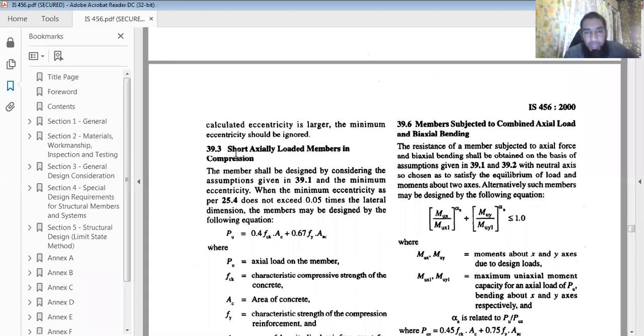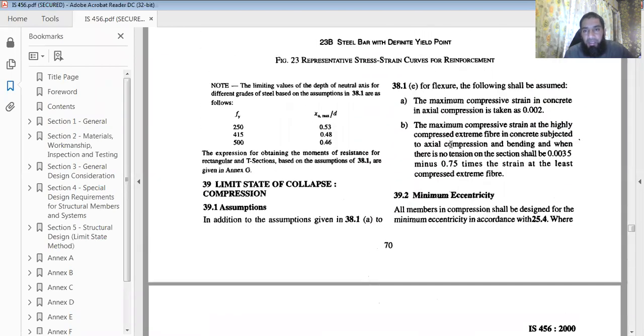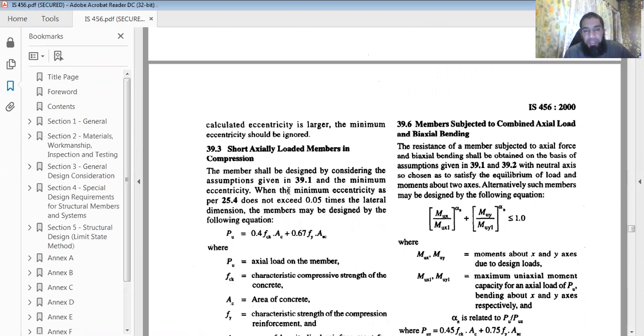Now this is the formula from 39.3 that you have to implement. Short axially loaded members in compression. The member shall be designed by considering the assumptions given in 39.1. These are the two assumptions that we have taken. And the minimum eccentricity: when the minimum eccentricity as per 25.4 does not exceed 0.05 times the lateral dimension, जो हमने minimum eccentricity अभी 0.05 times the lateral dimension और 20 mm जो हमने लिया, the members may be designed by the following equation.